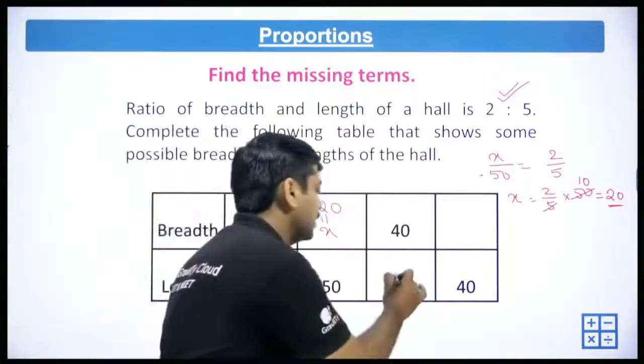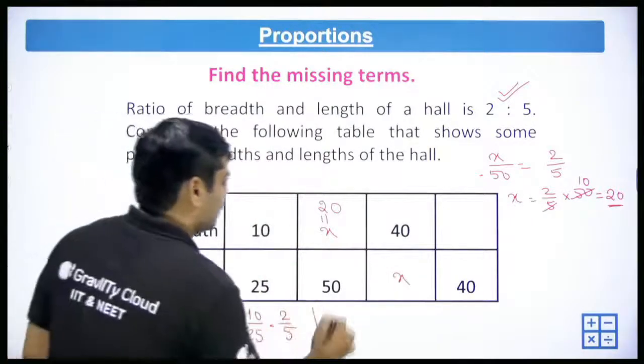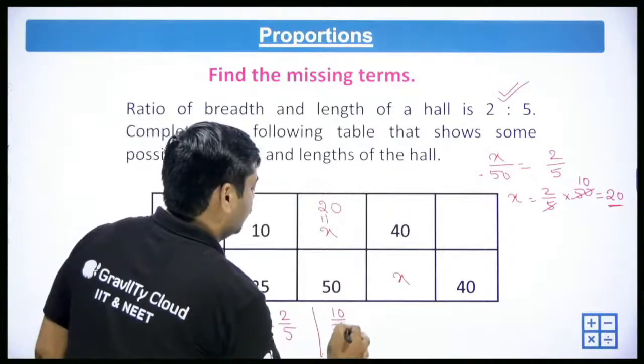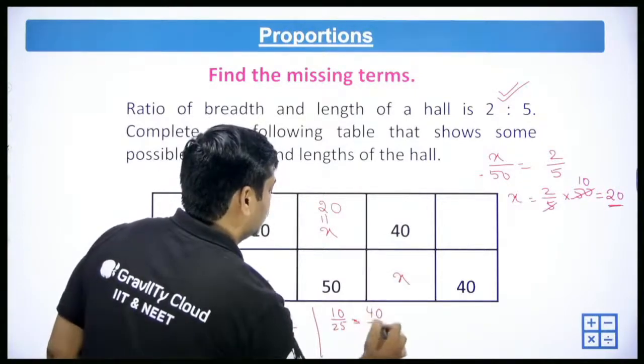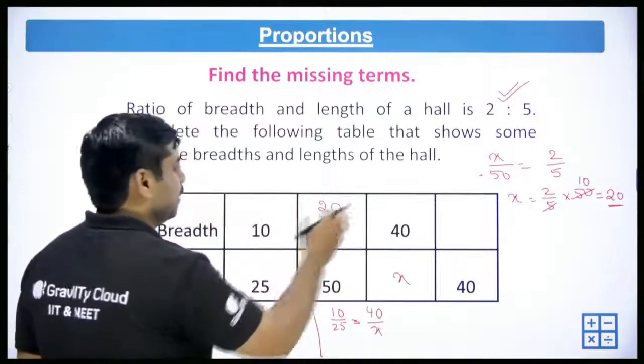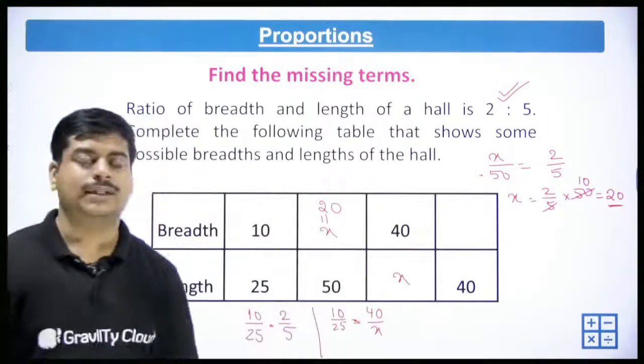Let us take it as x. Same thing. 10 by 25 is equal to 40 by x. So from there you can cross multiply to get the value of x.